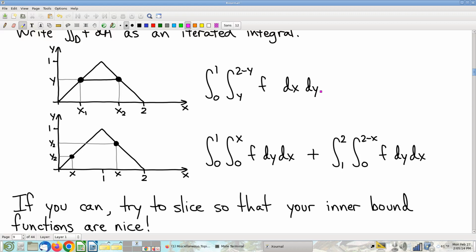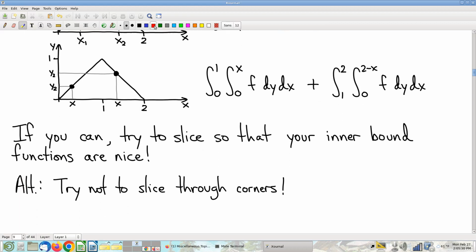Okay, so what's the lesson here? Do I have to actually write out both options in advance, and only then decide which one I like and which one I don't like? No, there's a nice little shortcut. The shortcut to make this observation is, if we look at what happened in this second approach, as we were doing x slices, the way I like to say it is we sliced through a corner.